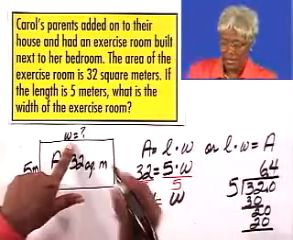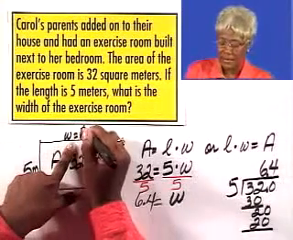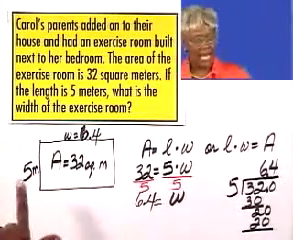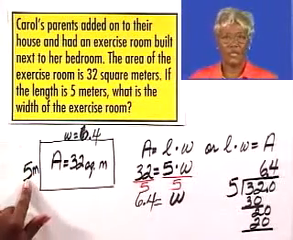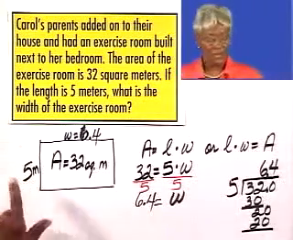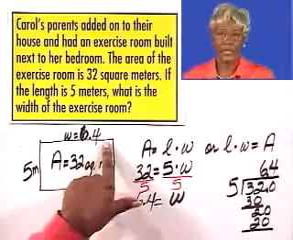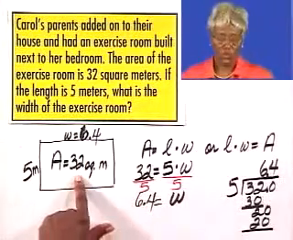So the width is 6 4/10 meters. And the length is 5 meters. And if we checked it, we would find that 5, the length, times the width, 6 4/10, will equal 32 square meters. Let's take a look at a second part to that problem.